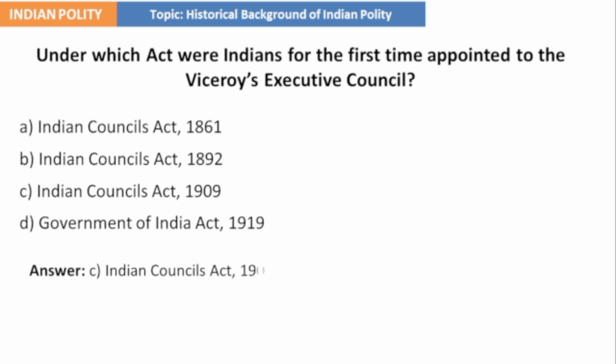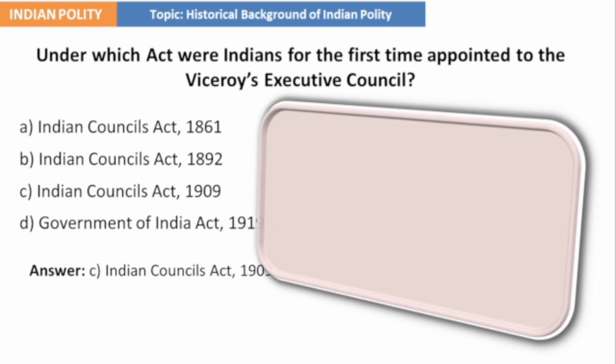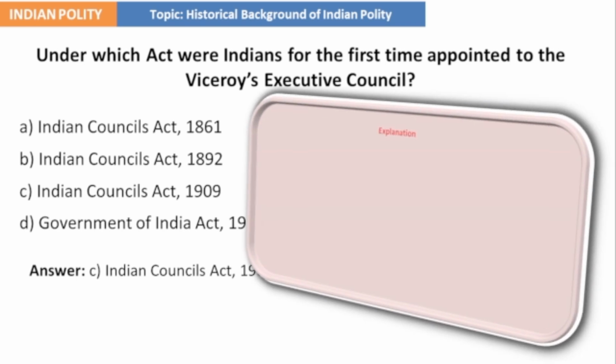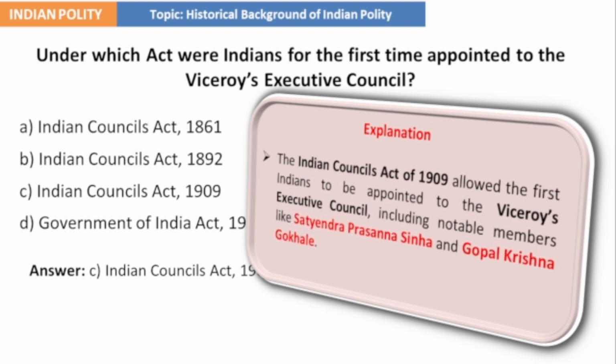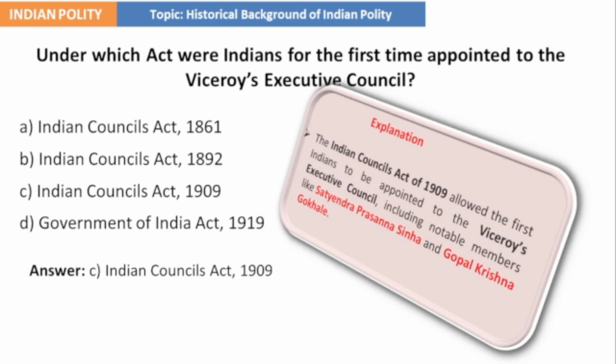And the right answer is option C, Indian Councils Act 1909. The Indian Councils Act 1909 allowed the first Indians to be appointed to the Viceroy's Executive Council, including notable members like Satyendra Prasad Sinha and Gopal Krishna Gokhale.